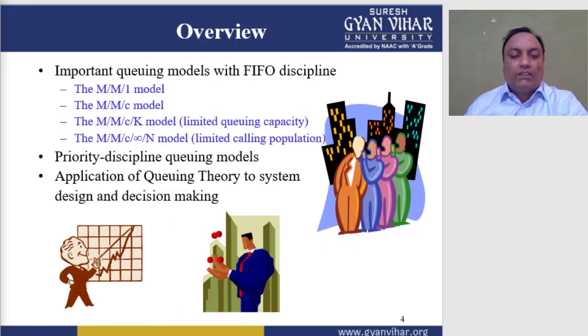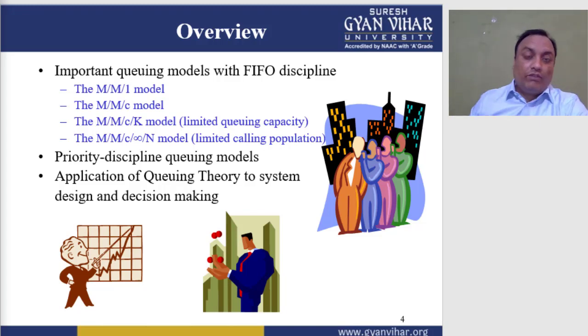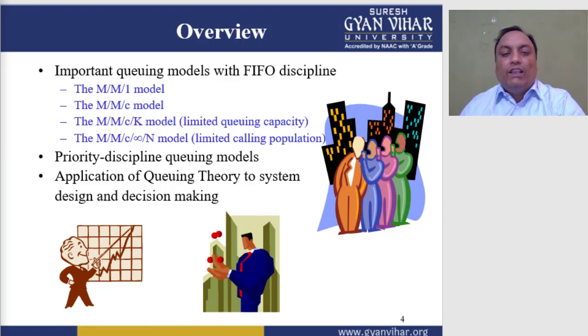Here I will also explain the importance of queuing models with FIFO discipline. FIFO means first in, first out. These are the M/M/1 model, the M/M/C model, the M/M/C/K model with limited queuing capacity, and the M/M/C/infinity/N model with limited calling population. And the other topics are priority discipline queuing models and the application of queuing theory to system design and decision making.